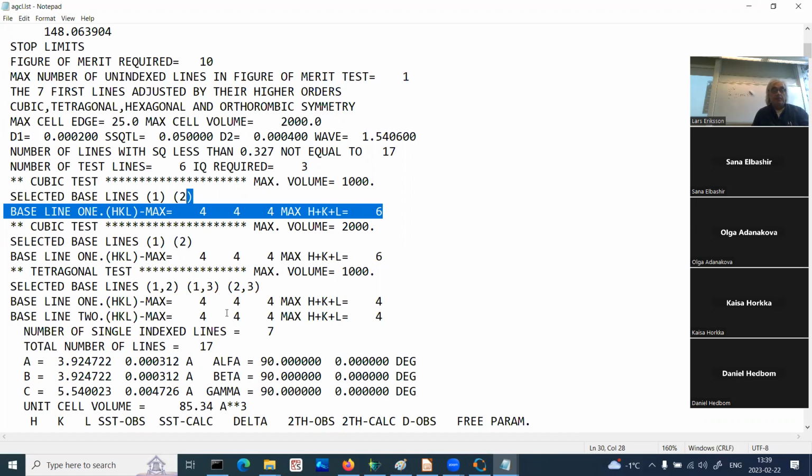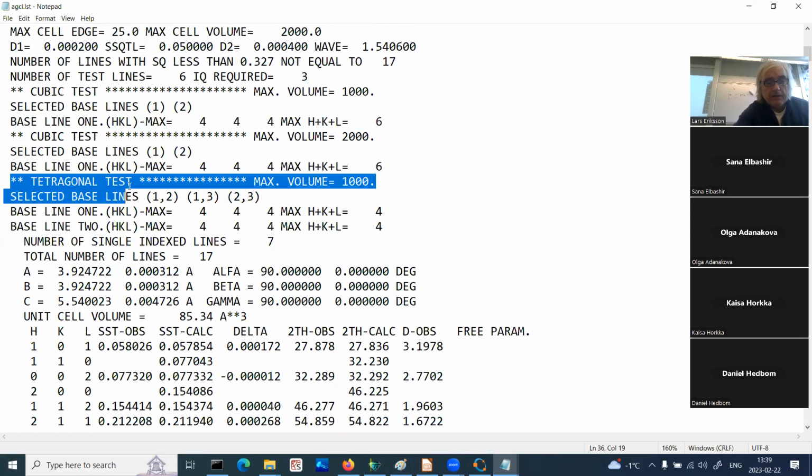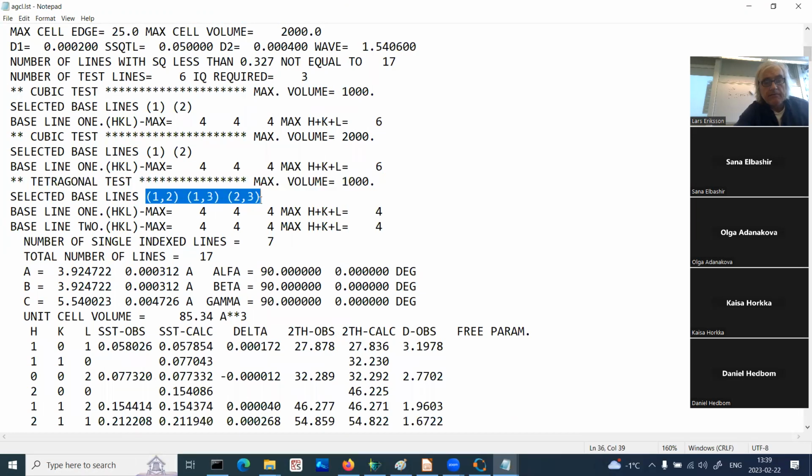It makes some cubic tests, but obviously doesn't succeed. So it goes further to some tetragonal tests, and selects 3 sets of baselines, either 1 and 2, or 1 and 3, or 2 and 3. That could be affected by different keywords in the input file if you want to extend it, if you really suspect that it would be tetragonal.